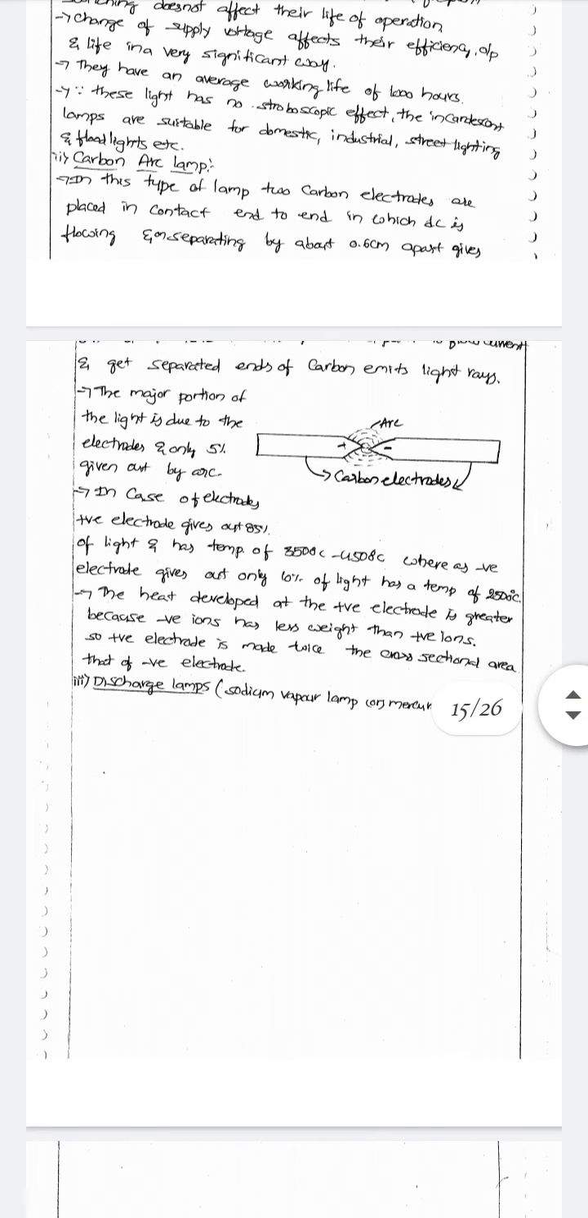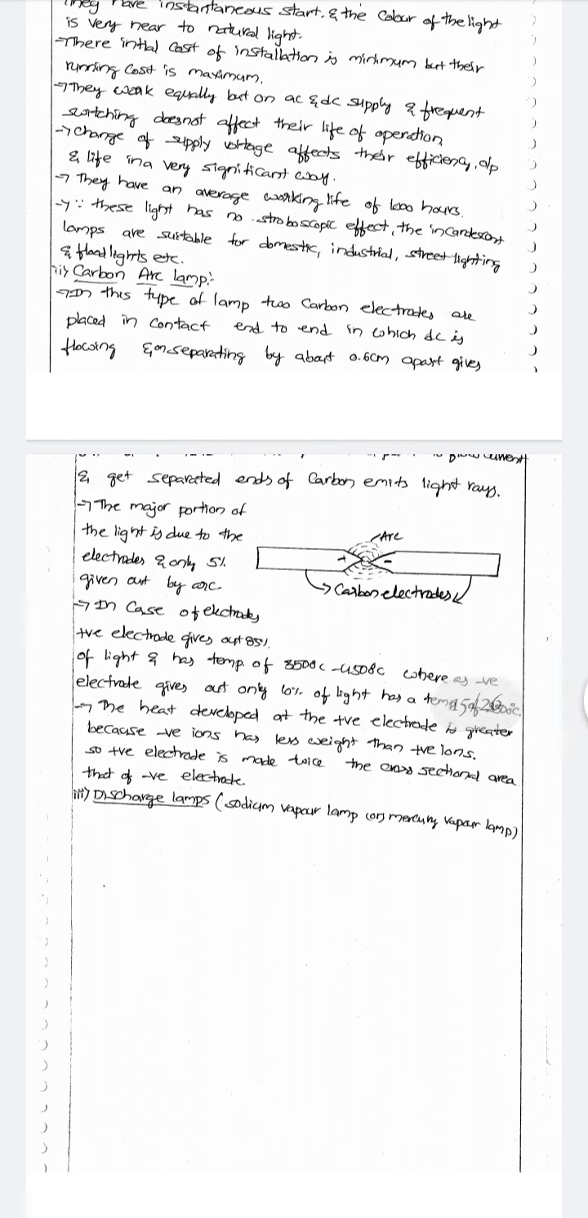The third one is discharge lamps, meaning sodium vapor lamps and mercury vapor lamps. These are also useful anywhere, and their operation is similar to that of carbon arc lamps.